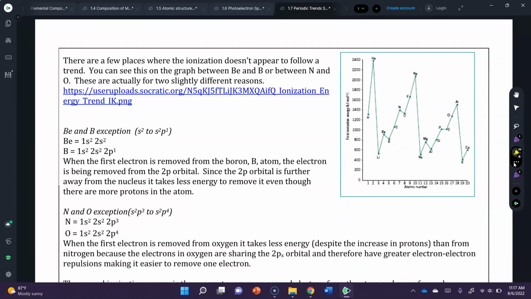There are a few places where the ionization energy does not appear to follow a trend. You can see this on the graph between beryllium and boron or between nitrogen and oxygen. This is for slightly different reasons.